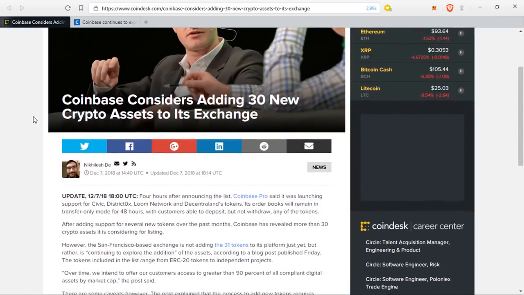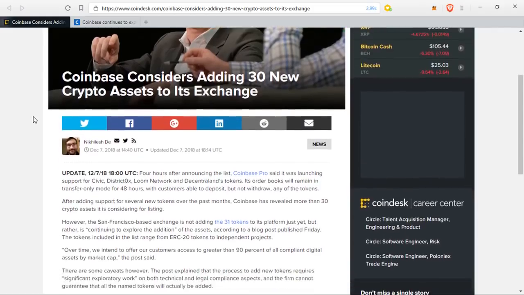Over time, they said, we intend to offer our customers access to greater than 90% of all compliant digital assets by market cap. There are some caveats, however. The post explained that the process to add new tokens requires significant exploratory work on both technical and legal compliance aspects, and the firm cannot guarantee that all the named tokens will be actually added.